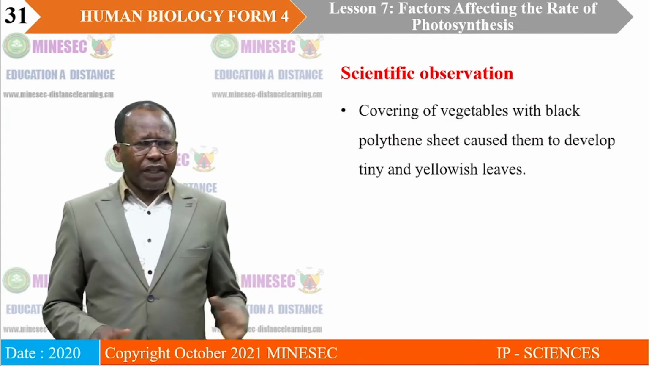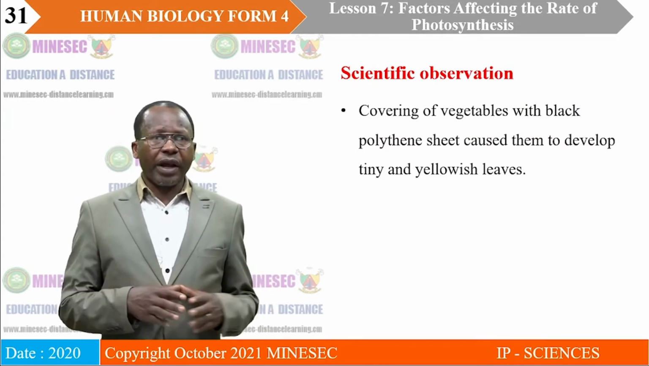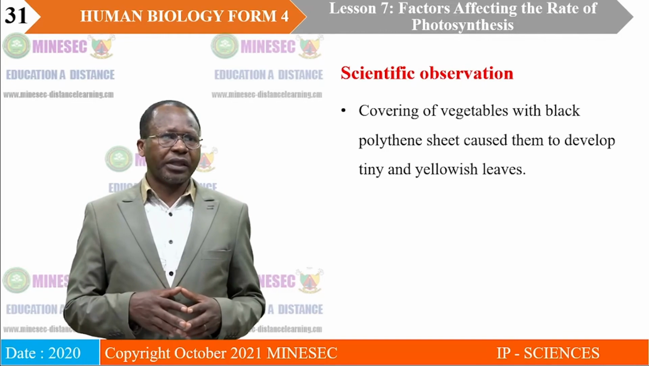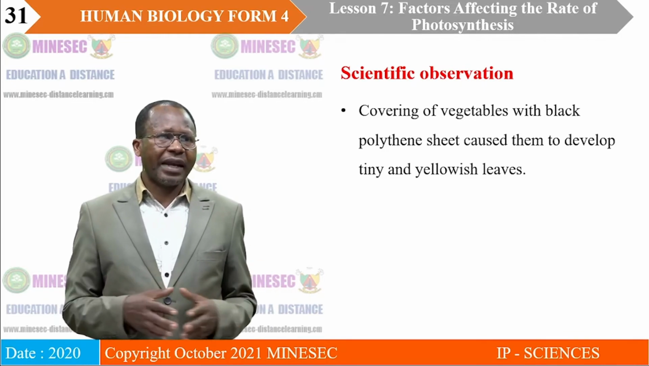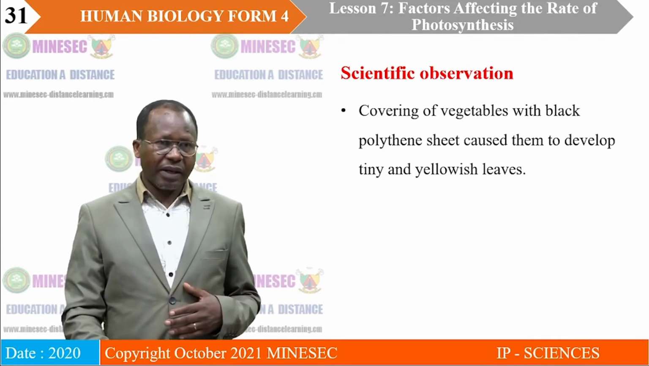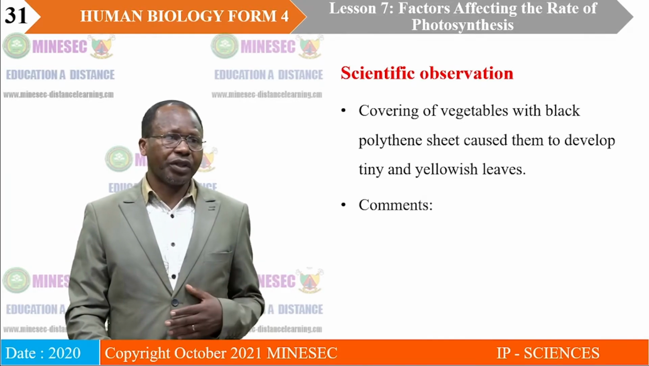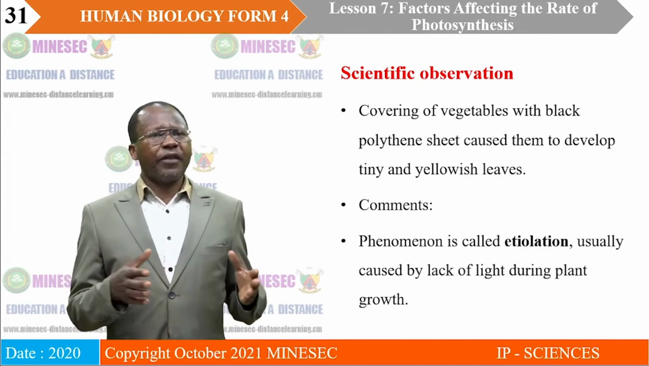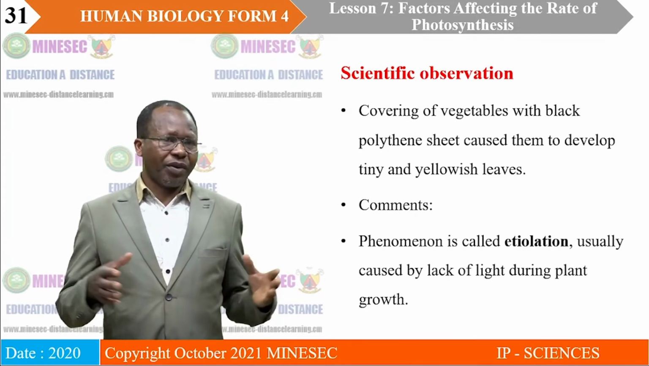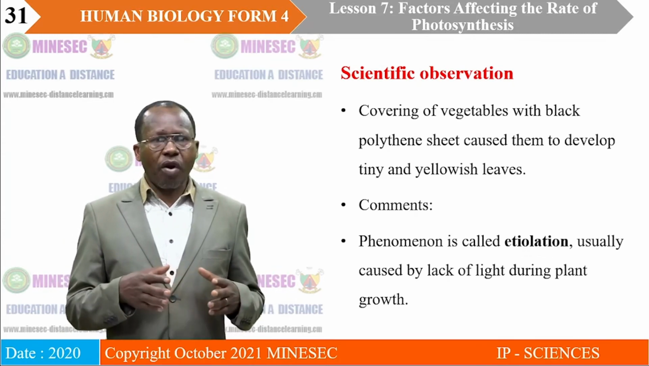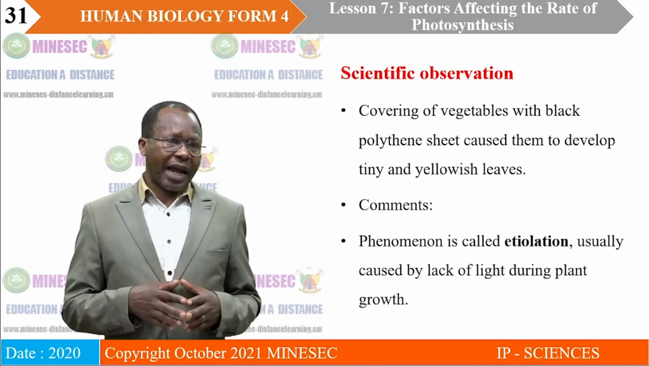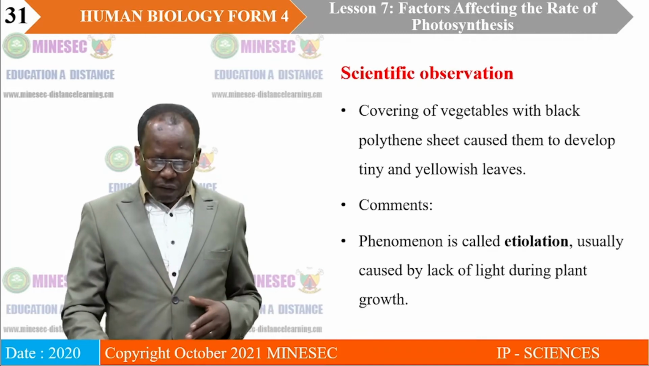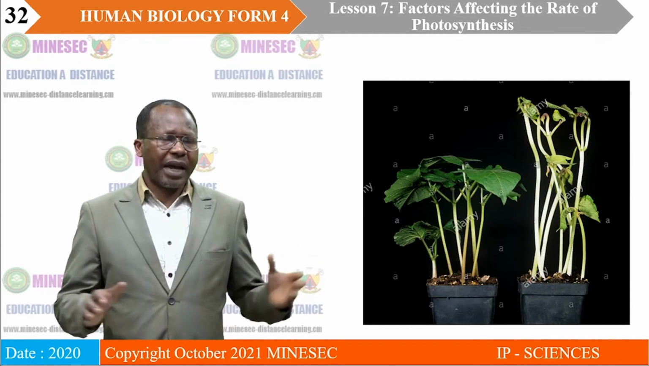Our observation was that covering of vegetables with black polythene sheet caused them to develop tiny and yellowish leaves. That was a scientific observation from this situation. And from here, we see that such a phenomenon is called etiolation. And this is usually caused by lack of light during plant growth. Therefore, this our observation was right.